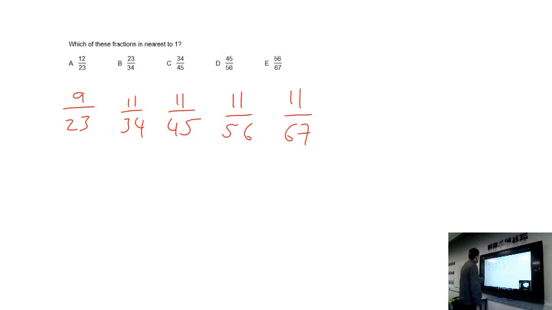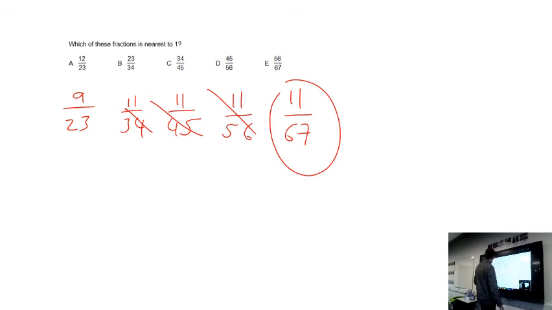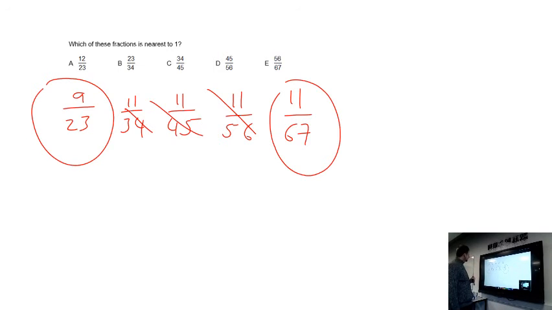Okay, so we want to work out the smallest part. If you divide by a number, you want it to be as big as possible to make the result as small as possible. So here we can discard all these values. So we've got a choice between 11 over 67 or 9 over 23.